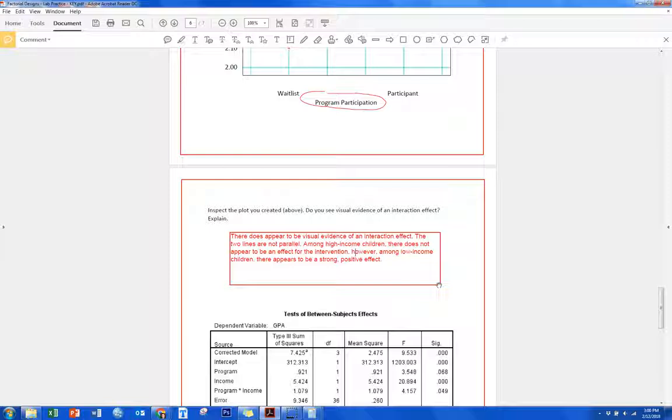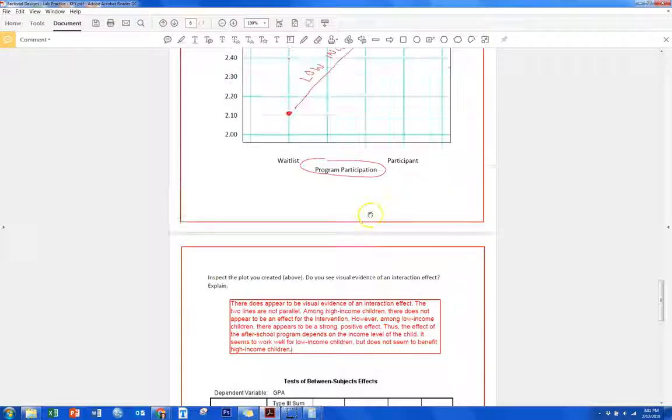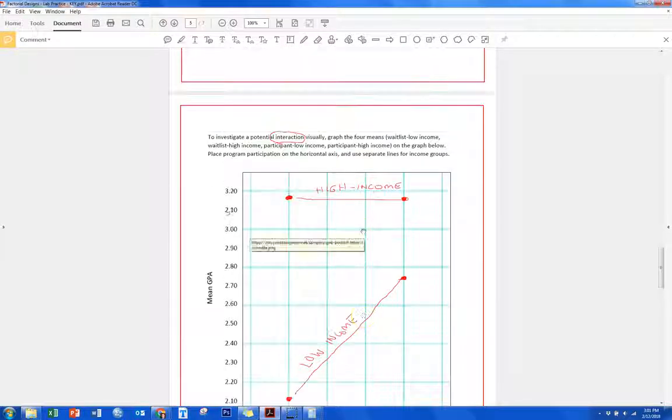Oh, that should be capital. So if we're to summarize that, we would say, thus, the effect of the after-school program depends on the income level of the child. It seems to work well for low-income children, but does not seem to benefit high-income children. That's an interaction.